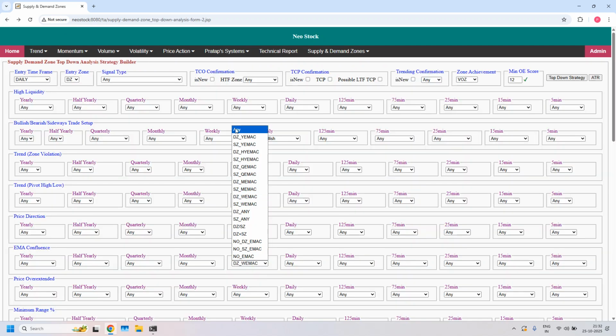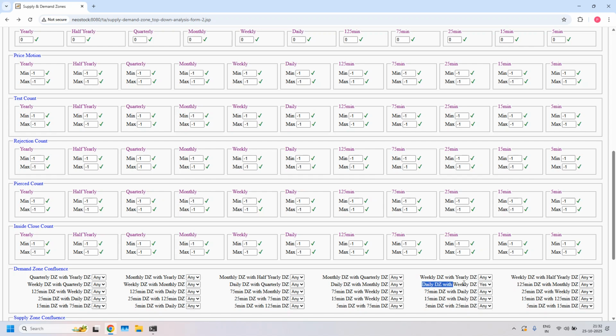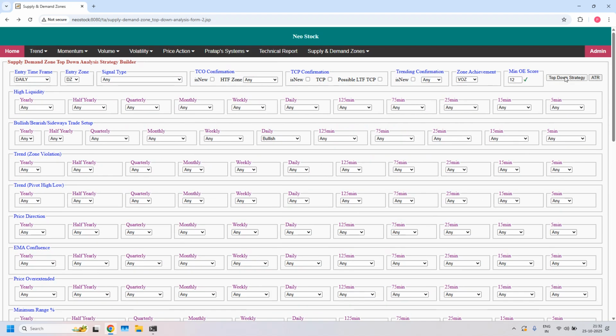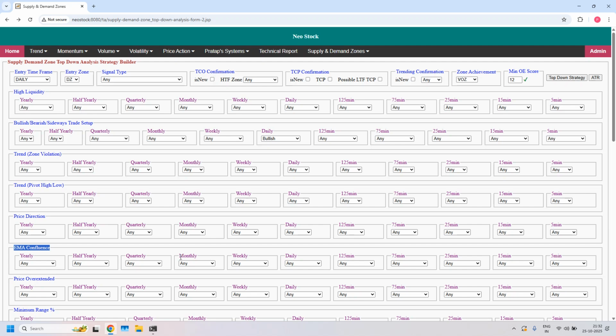Removing ITF EMA filter. In the demand zone confluence, 3 filters I have to set: daily and weekly, daily and monthly, weekly and monthly demand zone confluence. With all the 3 filters, we got 8 stocks. And in these 8, the uptrend supported stocks, that is a monthly trend uptrend, 5 stocks are there out of 8. Let's filter if those monthly demand zones having monthly EMA confluence.